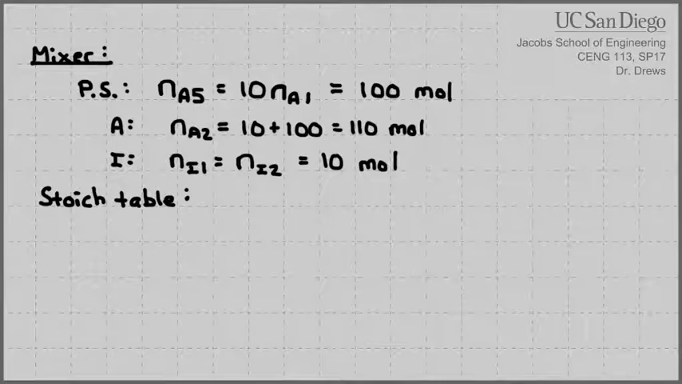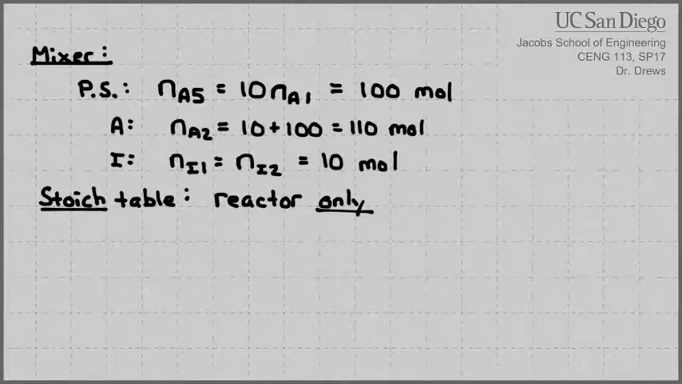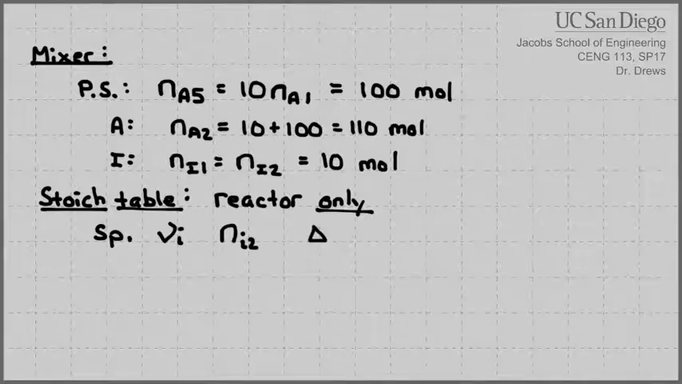And this is just on the reactor, right? We're not looking at the overall system. We could write a stoich table on the entire system, but we're only going to write it for the reactor. And so we're going to have some species, obviously. We're going to have some stoichiometric coefficients. We're going to have the moles of species in stream 2, because that is our fresh feed. Those moles are going to change by something delta I. And then we're going to have some moles of I coming out in stream 3, Ni3.